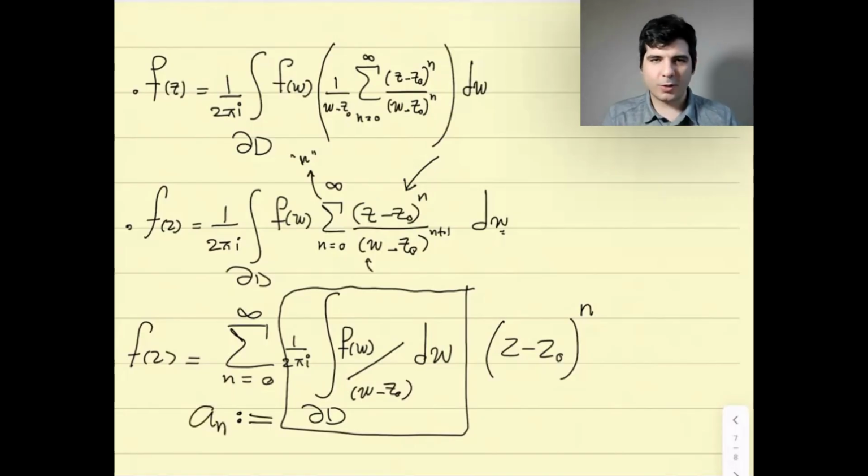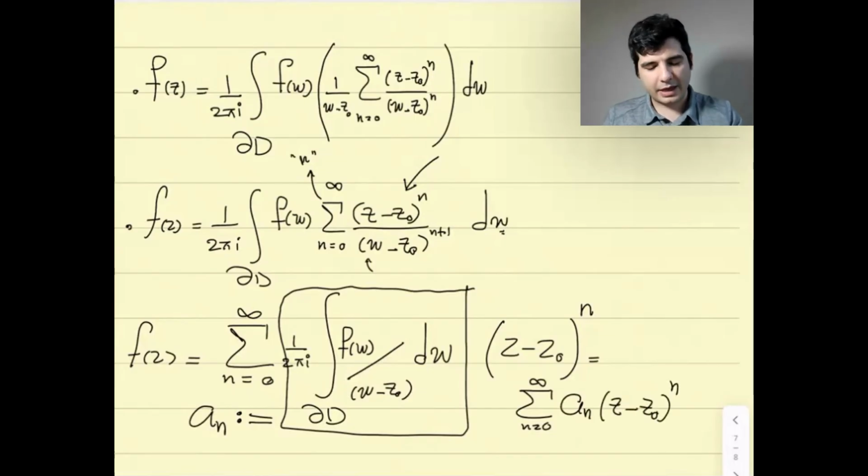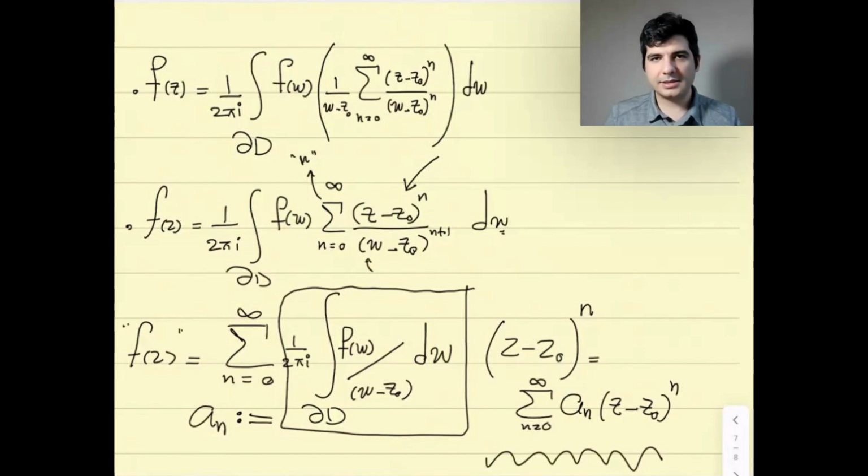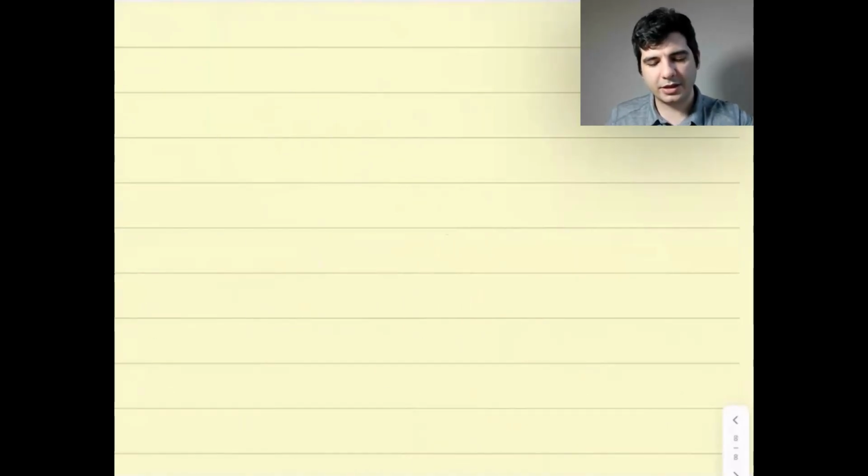If I do so, one should check this is a finite number, and this follows essentially from Cauchy's integral formula, but let's ignore that for a second. Then we get the sum from n equals 0 to infinity of this integral, which is a number a n, times z minus z naught to the n. Therefore, f of z is equal to this infinite sum when z is sufficiently close to z naught. This is exactly what we wanted. f is analytic, right? Because it has this power series expansion. So holomorphic implies analytic.